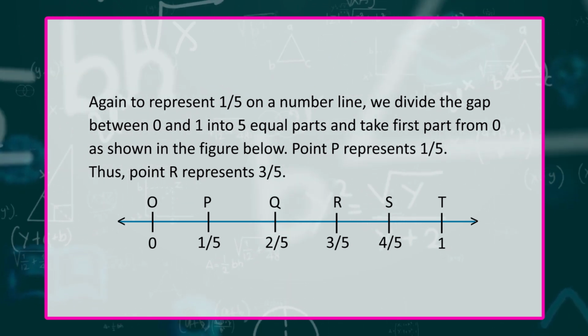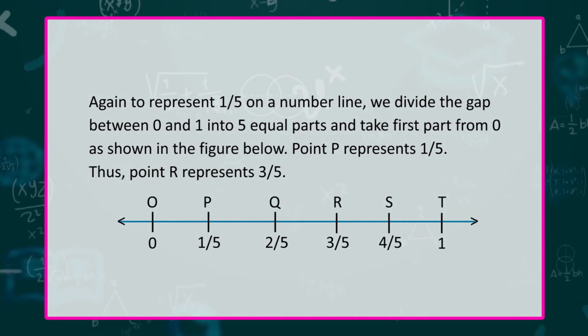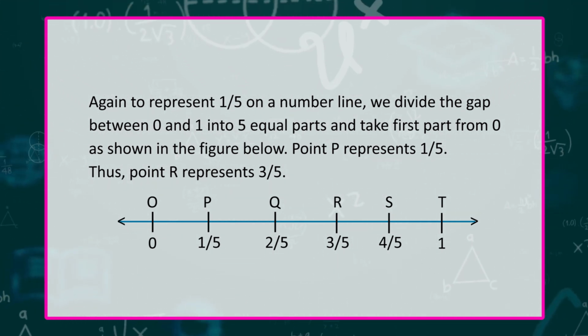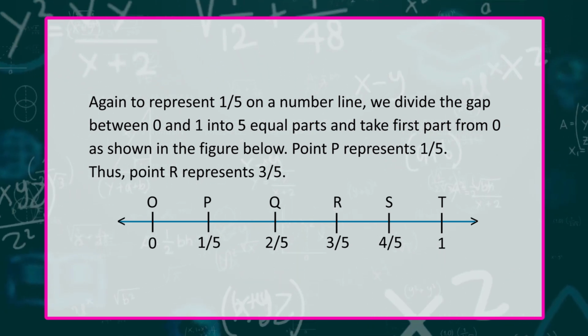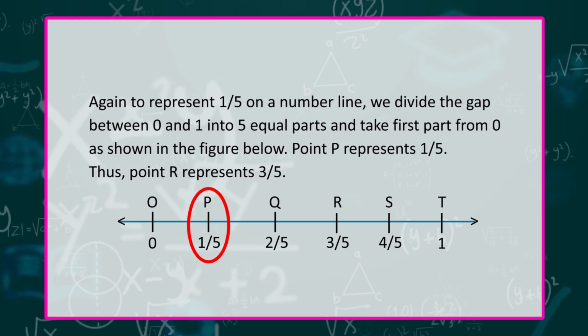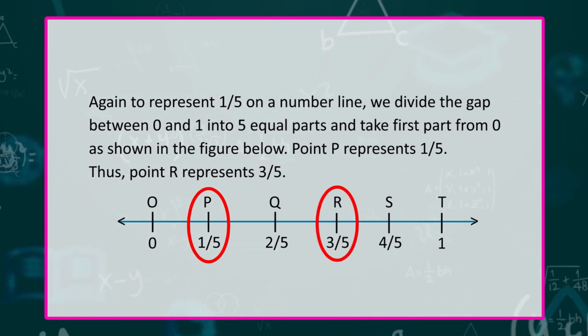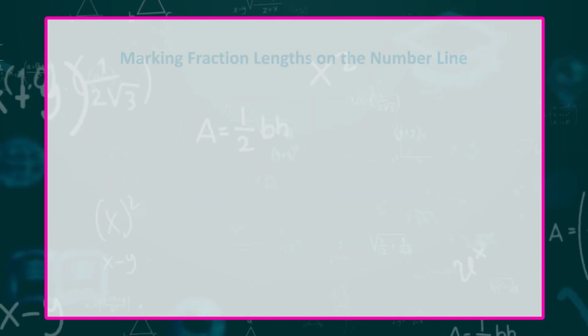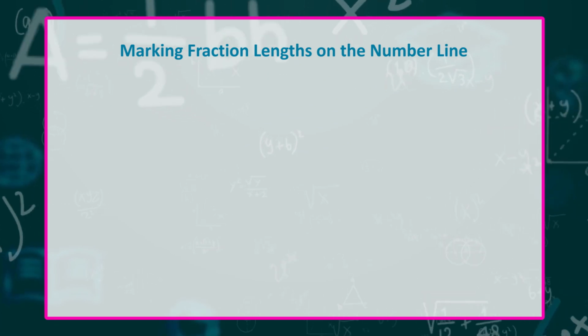Again, to represent 1/5 on a number line, we divide the gap between 0 and 1 into 5 equal parts and take the first part from 0 as shown in the figure below. Point P represents 1/5. Thus, point R represents 3/5.